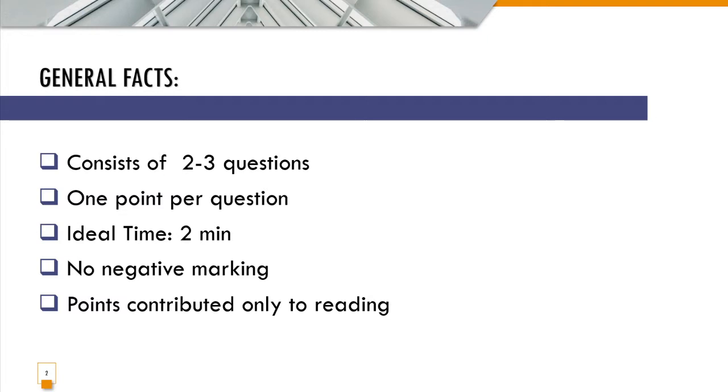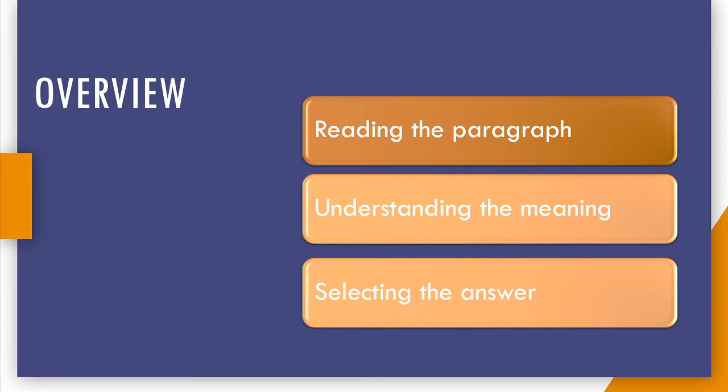Try to move on with the questions really quickly. Even if you're confused, just select an answer because there is no negative marking. So if it turns out to be correct, it will increase your score. Here the internal scoring is only associated to the reading part, and it is contributed by the reading part. There is no other part included in this exercise. So the overview of the exercise is as follows.